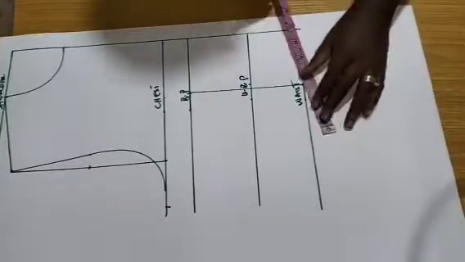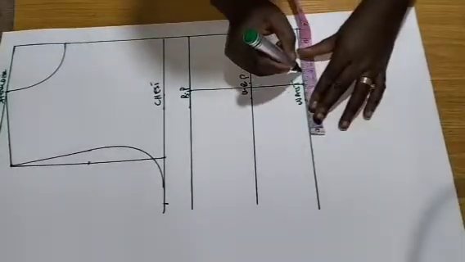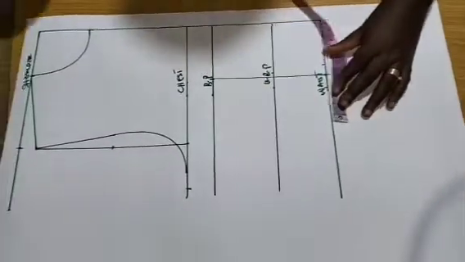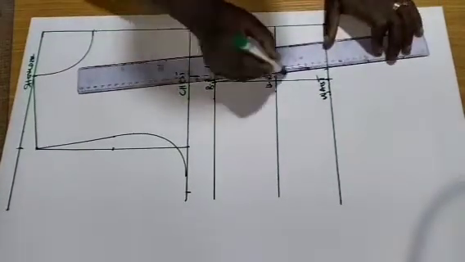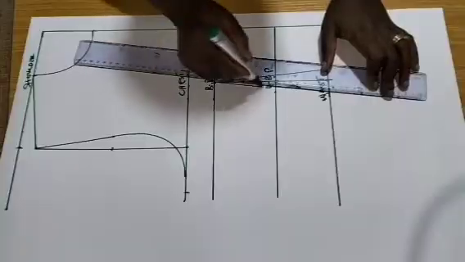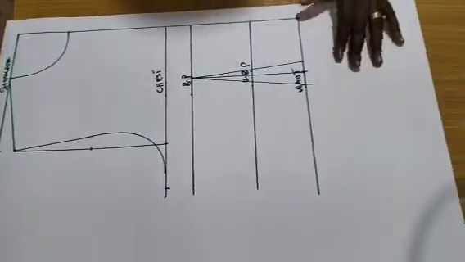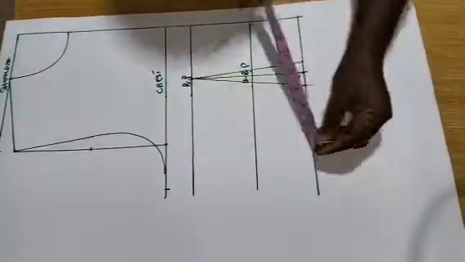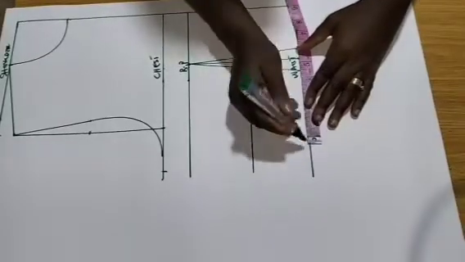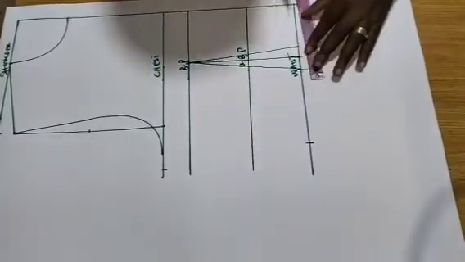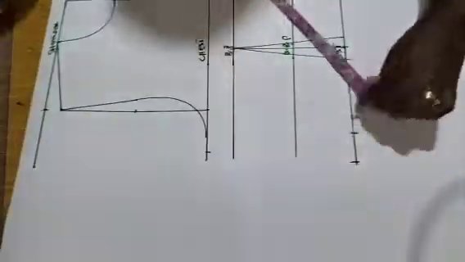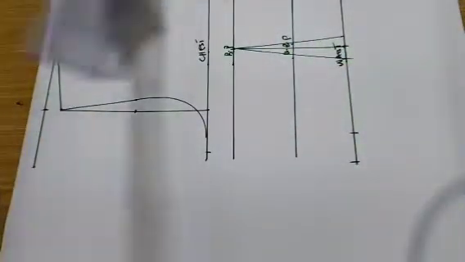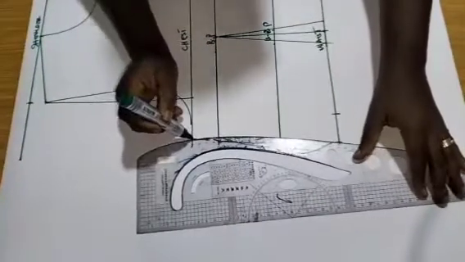So I'm creating my dart as usual, 0.75 or 3/4 on both sides. So once I've done that, I'll connect back the darts. So I'll be taking my measurement right now on my waist. Waist 36 divided by 4 is 9. Removing 1.5 inch for my dart, I'm going to mark. Next, I'm going to connect this to this.